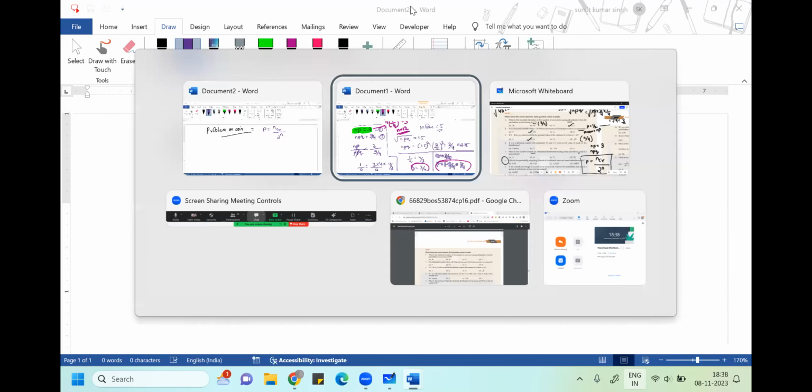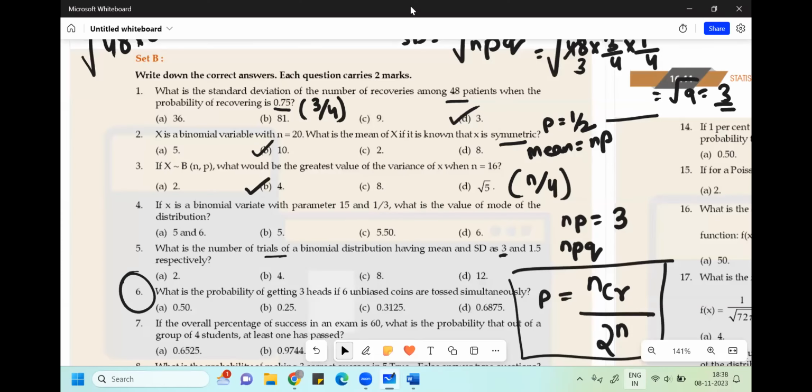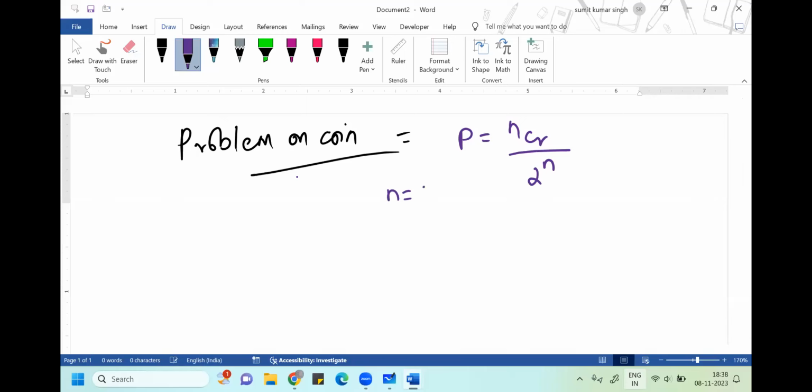Okay, so here what they're asking you, they're giving you that 6 coins are there. What is the probability of getting 3 head? So 6 coins are there, so your n is 6, and they're asking you what is the probability of getting 3 head. So this would be 6C3 by 2 to the power 3.